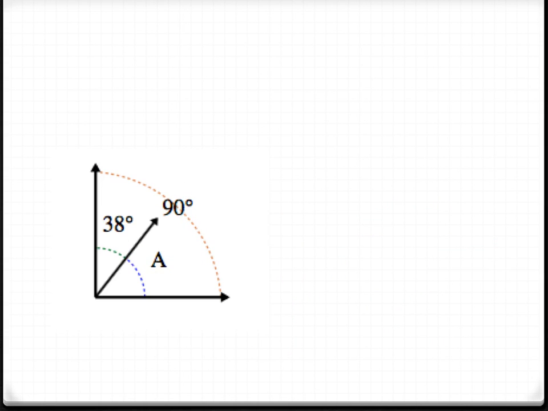Try this one on your own. I see the large angle is 90, the small angle is 38, and then I have angle A. Write an equation to show what the measure of angle A is. Try to write the equation so that angle A is not the answer to the equation.